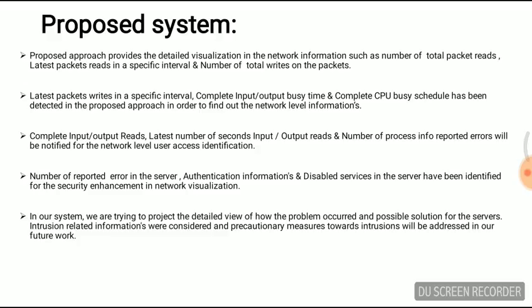Proposed system. I'm collecting information such as the number of total packet reads, last packet reads in a specific interval, number of total writes and packets, last packet writes in a specified interval, complete input and output busy time, and complete CPU busy schedule, which are detected in the proposed approach. In order to find our network level information, complete input output reads, and the last number of second input outputs reads, we will find out the graphical representation in the proposed system.